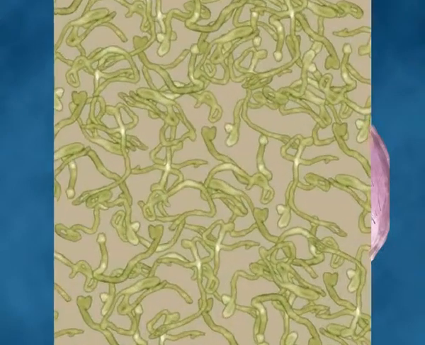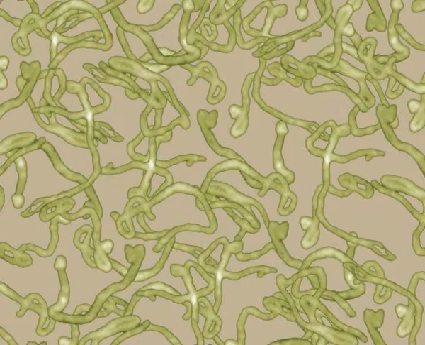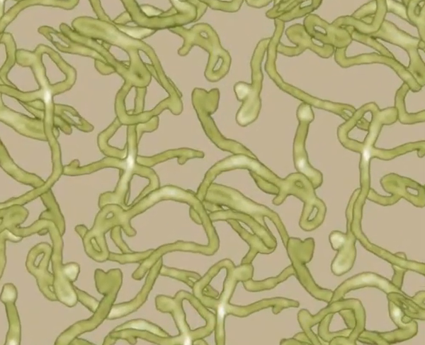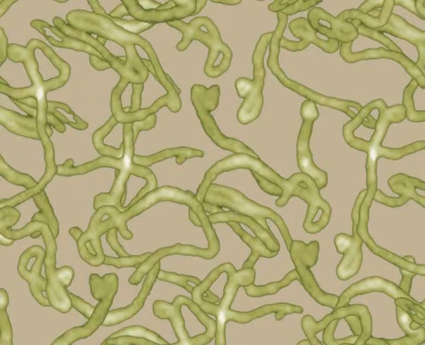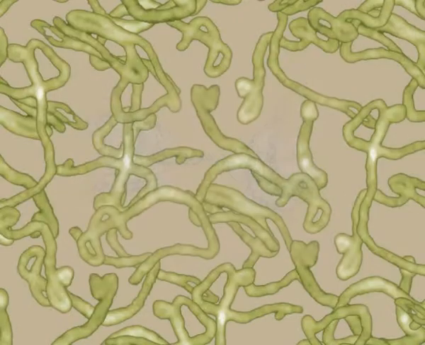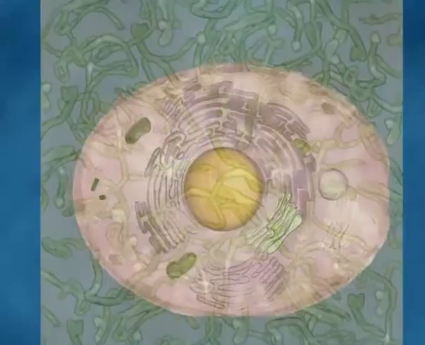If we look at the detailed structure of a chromosome, these are thread-like structures. These thread-like structures consist of DNA and some proteins. Actually, DNA has to be present in a very compact form to fit into the small nucleus.